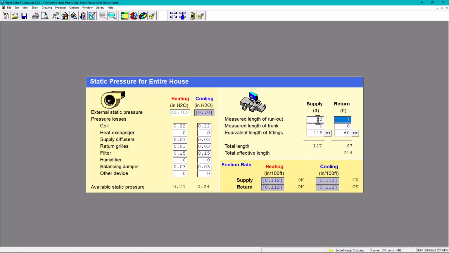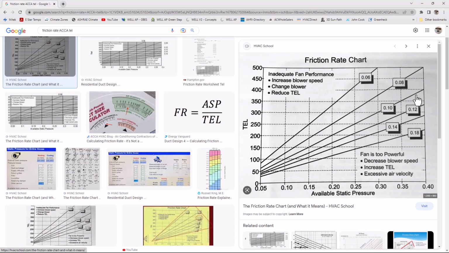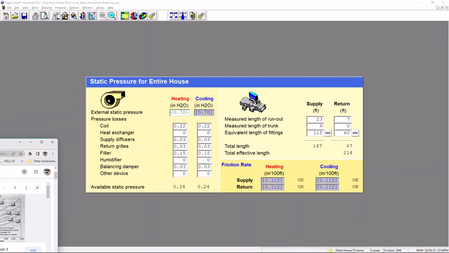Once you have all these values, you add up the equivalent length and the total length of supply and the total length of return, and there you go, you have the total effective length. You divide the 0.24 by this, and you have the friction rate. Since my friction rate is within the ACCA wedge, which is right here, as we were talking about, I am within that, which means my design is excellent.